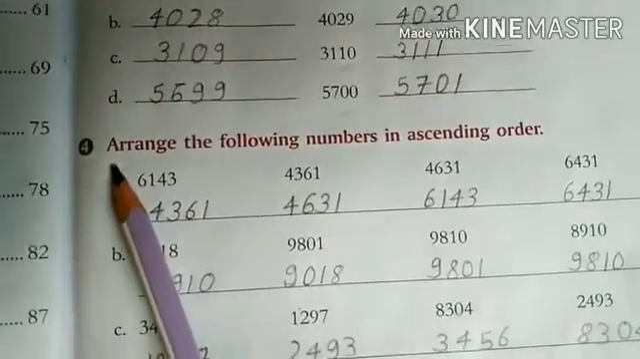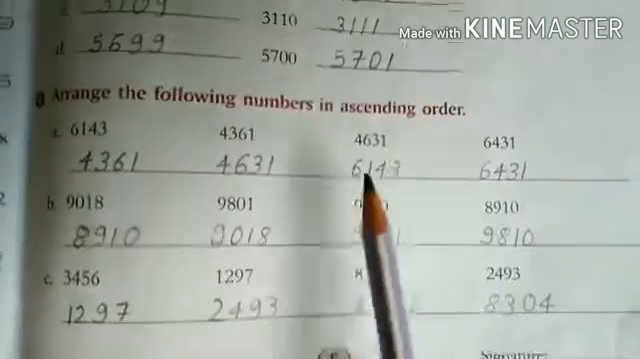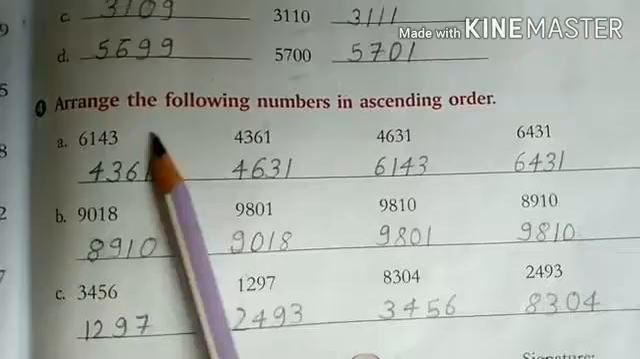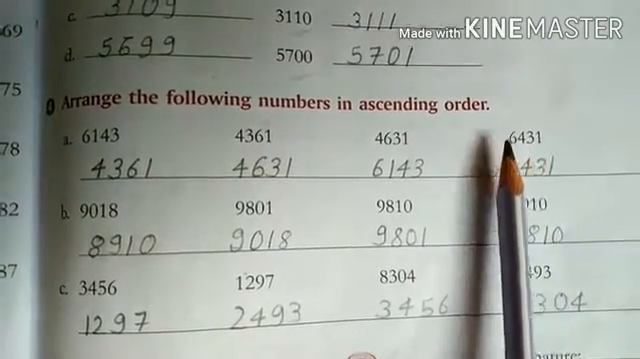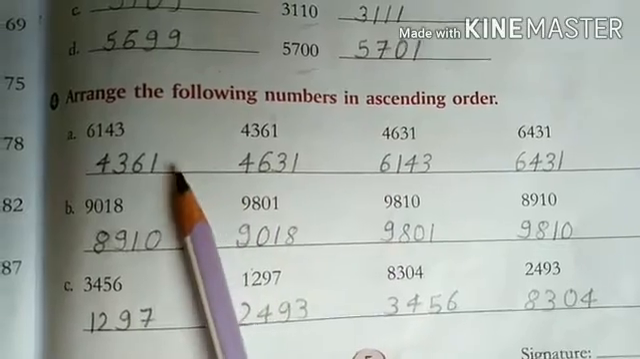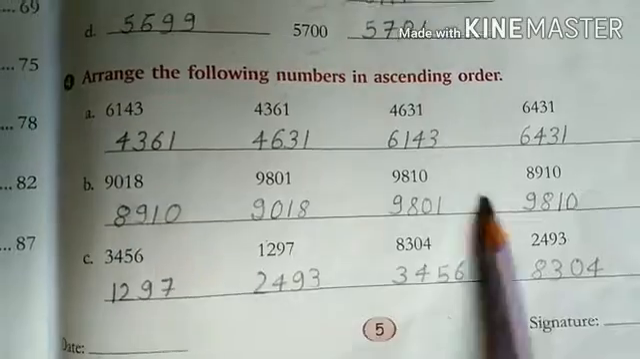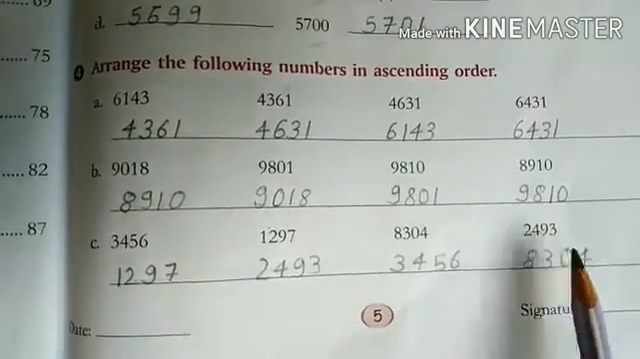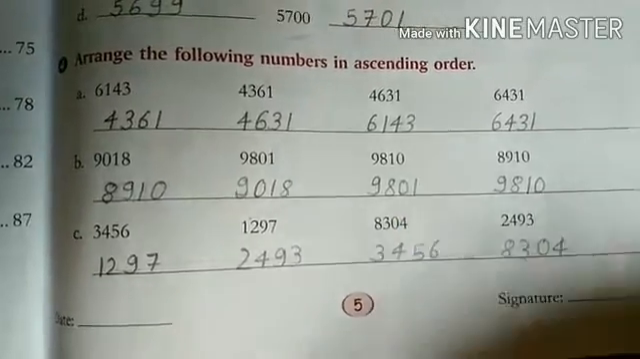Now next, arrange the following numbers in ascending order. Ascending order means smaller to larger. Here numbers have been given. We just have to arrange them from smaller to larger. First we will find the smallest number in this group. First we will write that number only. Then we will arrange them from smaller to larger. This way you can arrange all of these. Okay, I hope you will do it on your own.